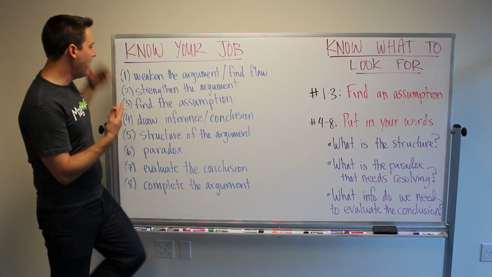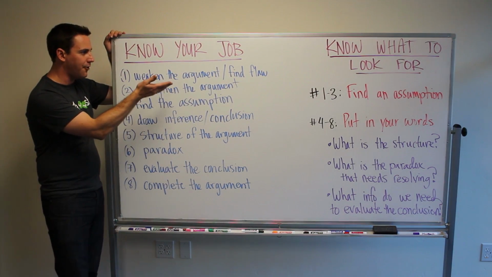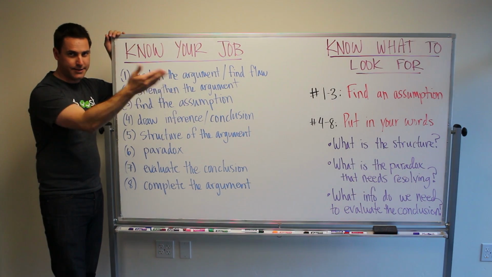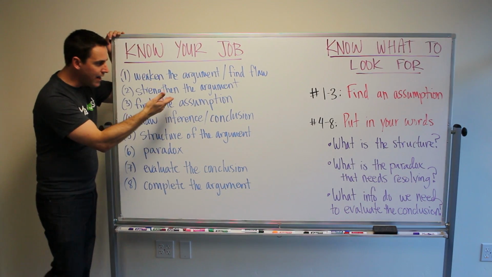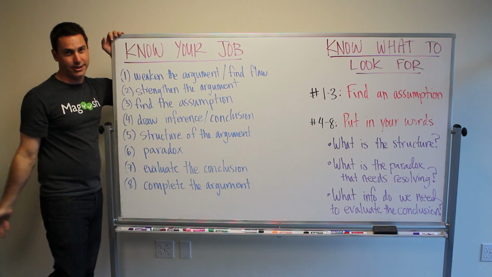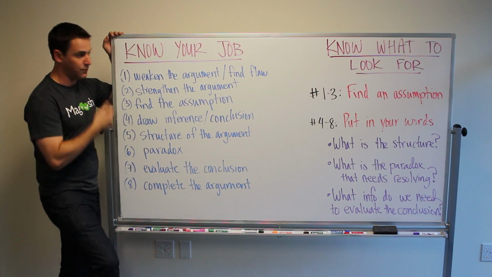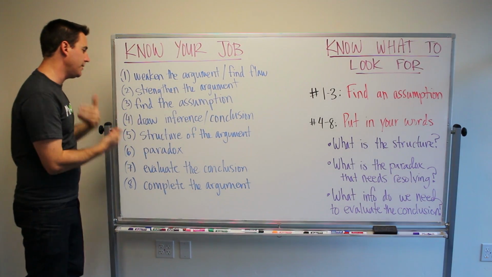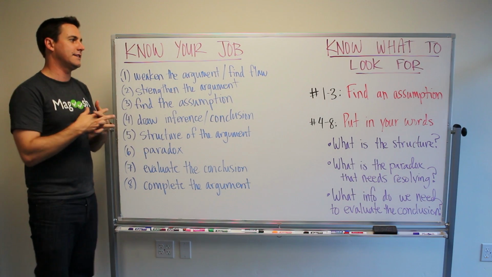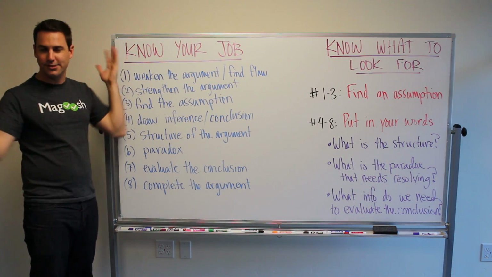That's it. The best way to weaken an argument and identify a flaw is to find an assumption and point it out. To strengthen an argument, the best thing is to find an assumption and add it to the argument. And then it's no longer as weak as it was. You are adding strength to it. And then finding the assumption? Well, find an assumption. You just do that and you're done.